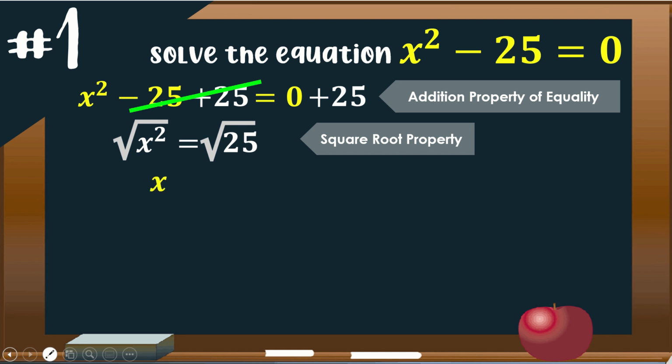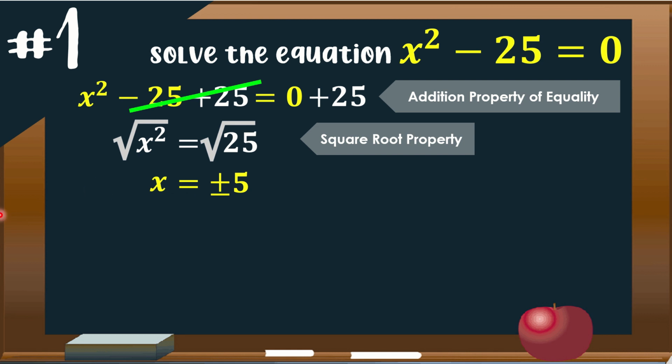Yes, it is equal to x. Next, how about the square root of 25? Yes, it is equal to positive and negative 5. Again, pag tinimes mo si 5, positive 5 times positive 5 is equal to positive 25, as well as negative 5 times negative 5 is equal to positive 25. Kaya po, ang roots natin is positive and negative 5.